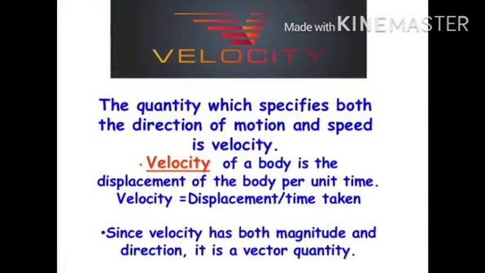Now the velocity. The quantity which specifies both the direction of the motion and the speed is velocity. Velocity of a body is the displacement of the body per unit time. Velocity is equal to displacement upon time. Velocity is a vector quantity, so it has both magnitude as well as direction. When the speed is in a straight line, it is said to be velocity. As it is a vector quantity, the velocity may be zero or negative.